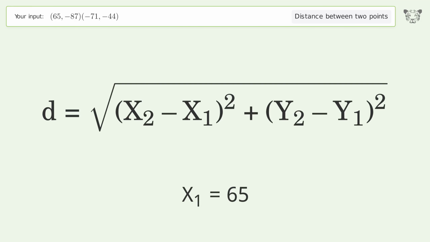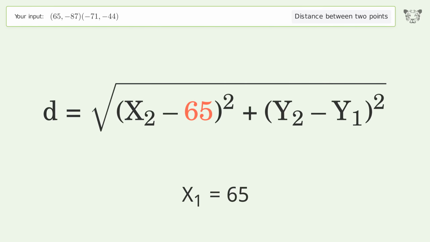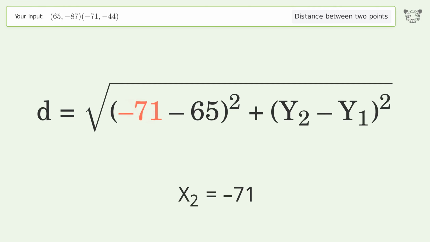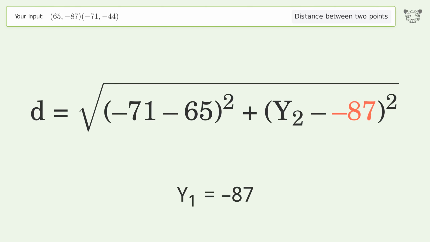x1 equals 65. x2 equals negative 71. y1 equals negative 87. y2 equals negative 44.